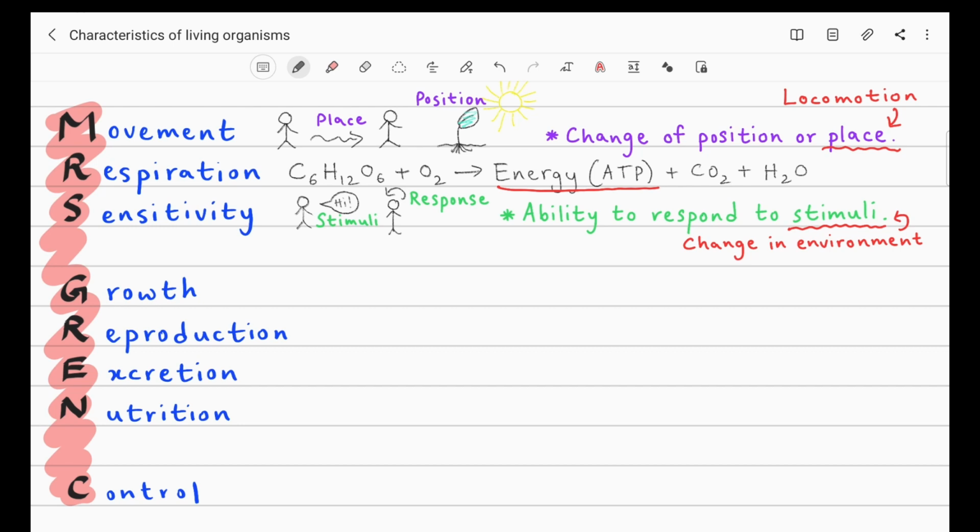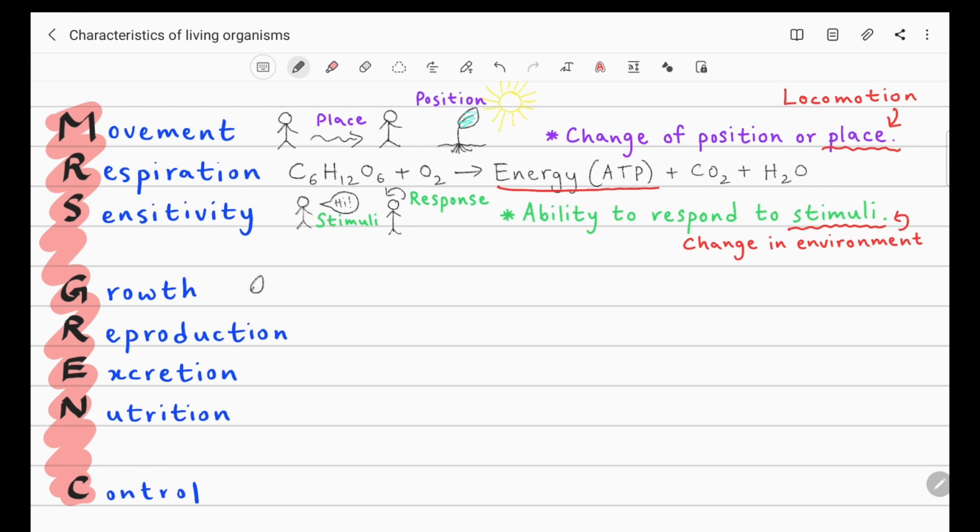So remember, growth is a permanent increase. You can't reverse it, right? It's a permanent increase in size and dry mass by either an increase in the cell size or an increase in the cell number or both.